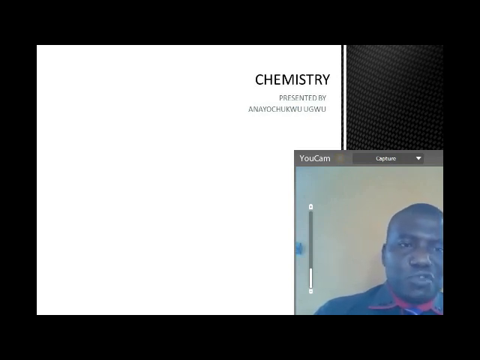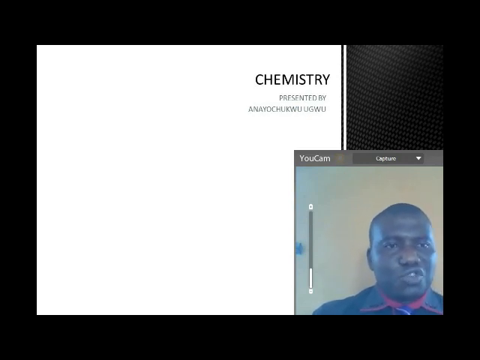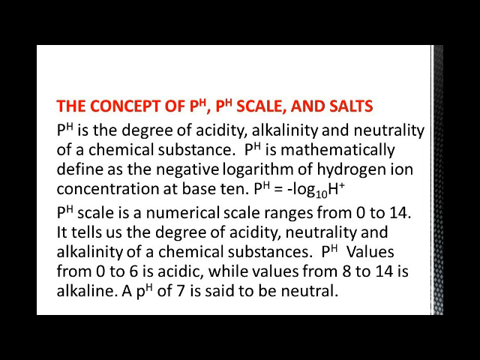Today we shall be considering the concept of salts, pH and pH scale in chemistry. Now pH is the degree of acidity, alkalinity, neutrality of a chemical substance. pH is mathematically defined as the negative logarithm of hydrogen ion concentration at base 10. As you can see from the screen, the pH is mathematically summarized.